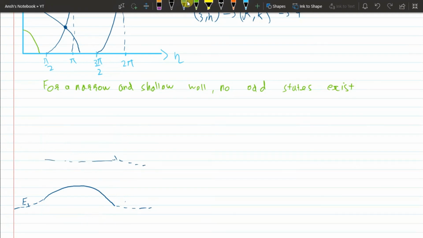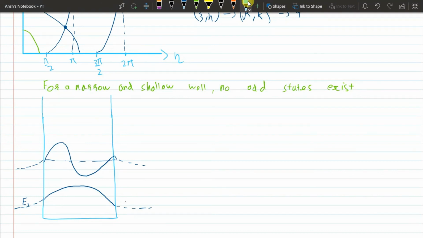Let me just redraw this. And then again, excuse me, again this decays, and then the third level, as we know, will be even again. It will be 1, 2, 3, something like this, so on and so forth.